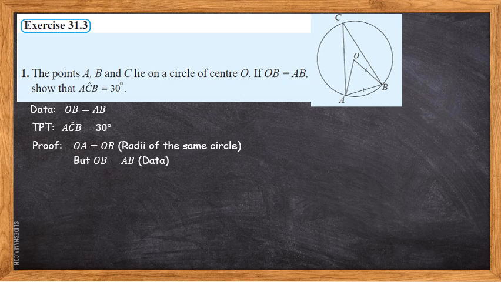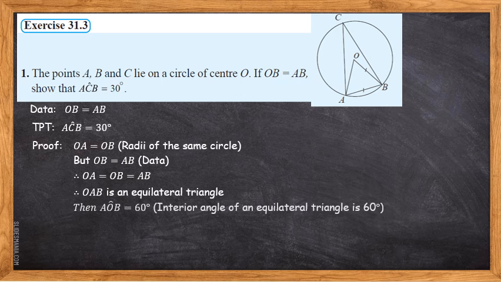But it is given that OB is equal to AB. That is data. Then using this OA equals OB, OB equals AB, using axioms we can say that OA, OB, AB all three are equal. Then OAB is an equilateral triangle. In an equilateral triangle, we know that all interior angles are 60 degrees. Therefore, AOB would be 60 degrees.